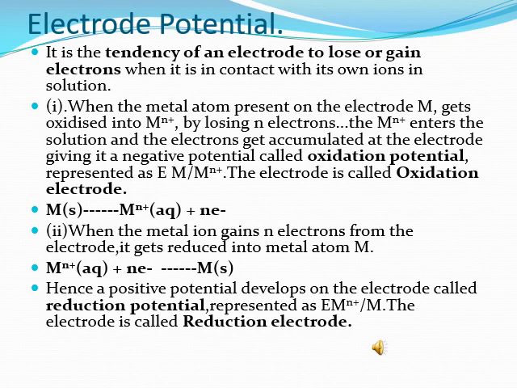Next we come on to electrode potential. It is the tendency of an electrode to lose or gain electrons when it is in contact with its own ions in solution. Now two cases we have to read over here.